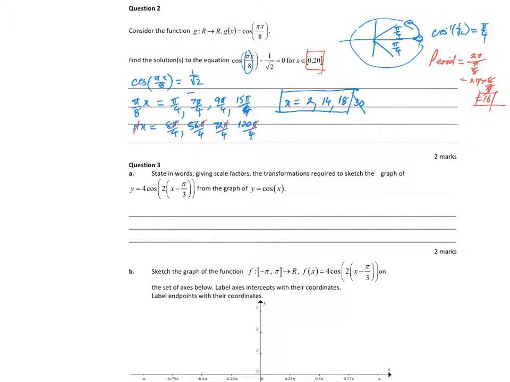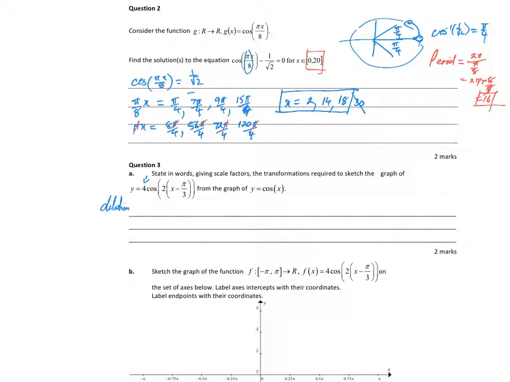Now, question 3. State in words, giving scale factors, the transformations required to sketch the graph. So we're starting with cos x, and we're making our way to the graph described. So I guess there's two ways we can approach it. So let's just first consider the different things that are happening.